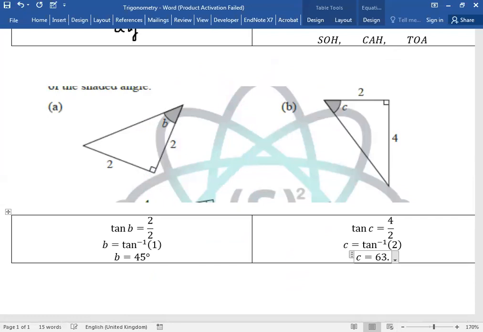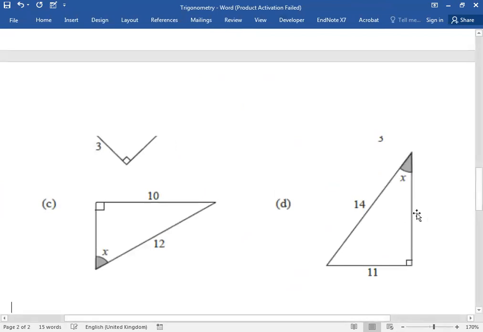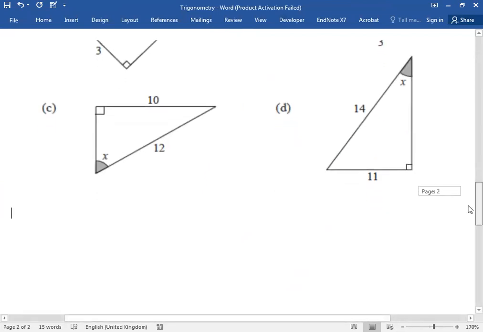3.43. So let's write it as 63.4. Angles in degrees can be rounded off to 1 decimal place as the final answer, not for the working, but for the final answer. Other values have to be rounded off correct to 3 significant figures. Okay, what about this?